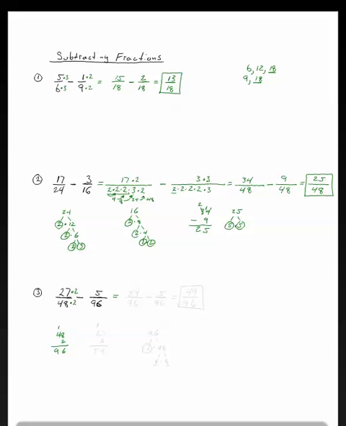So now we'd have to do 27 times 2. That's 7 times 2 is 14, carry our 1. 2 times 2 is 4, plus 1 is 5. So we get 54 over 96 minus 5 over 96. The common denominator of 96 stays. And now we have to do the 54 minus 5. So 54 minus 5 is going to give us 49.